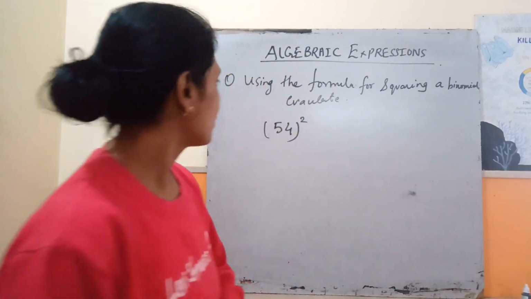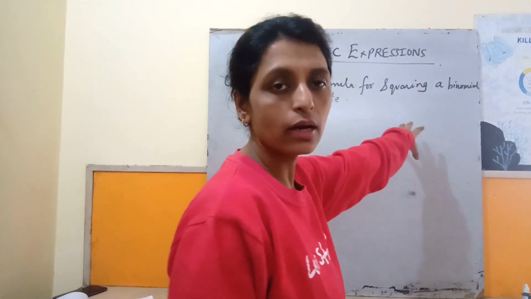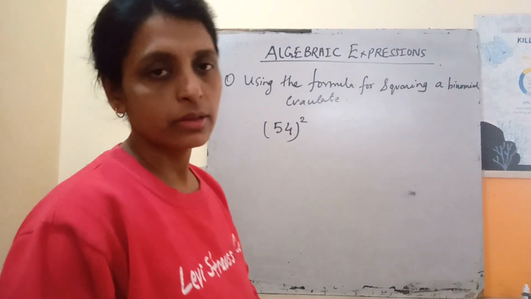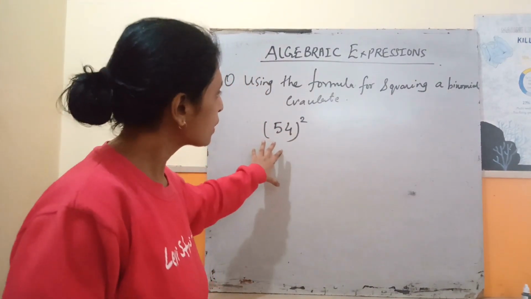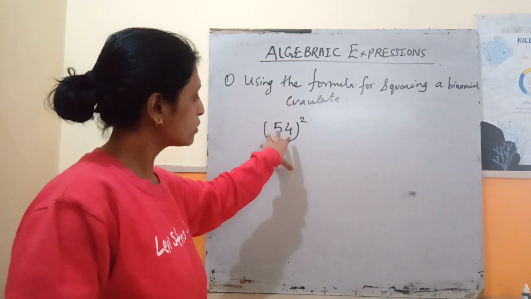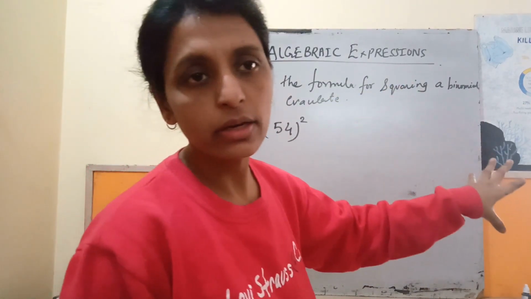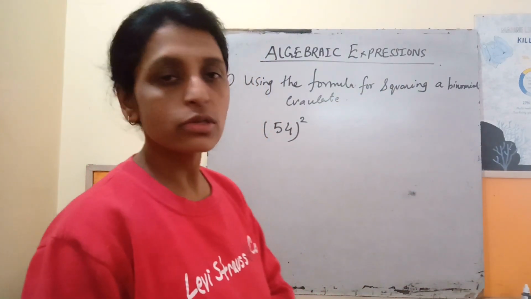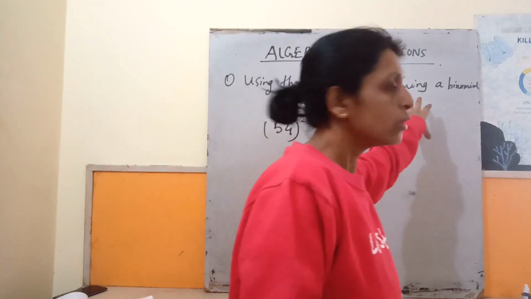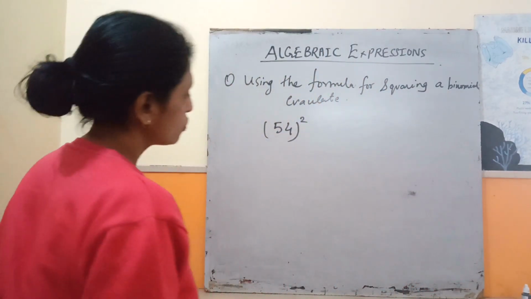In this video, I'm going to tell you how we can use the formula for squaring a binomial in order to evaluate the given question. We have to find the value of 54 square, the square of 54. So how can we use the formula for squaring? Let's see how to do it.